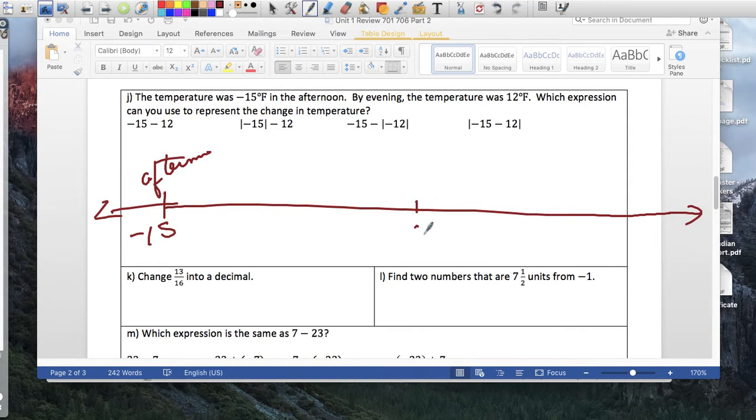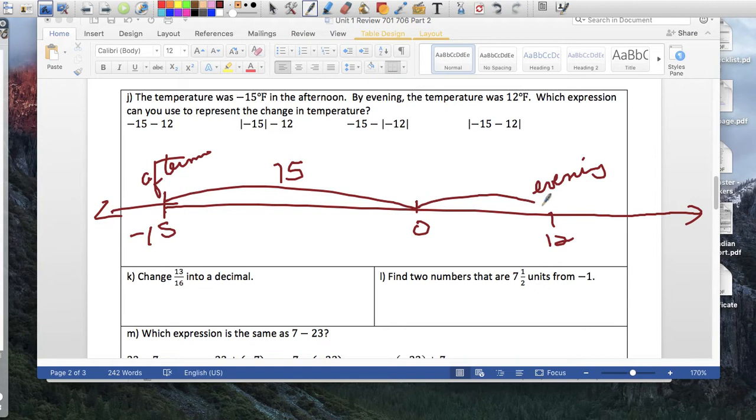And this is somewhere 0. Here's 12. And this is the evening. Is it evening? Yeah. So it definitely went up. It got warmer, right? So how much did it get warmer by? What was the change here? So you can obviously tell that from negative 15 to 0, it went up 15 degrees. We're not done yet because it also went from 0 to 12, another 12 degrees. So in total, if we add 15 and 12, I know that the temperature went up 27 degrees. So that's what I'm looking for, 27 degrees.